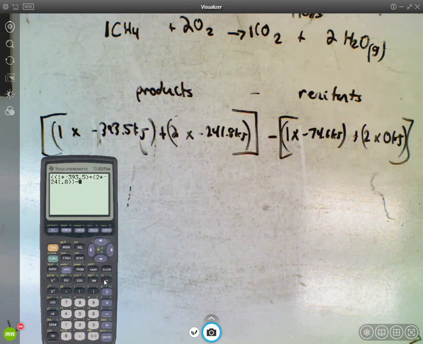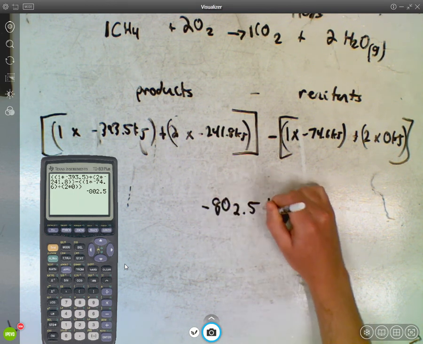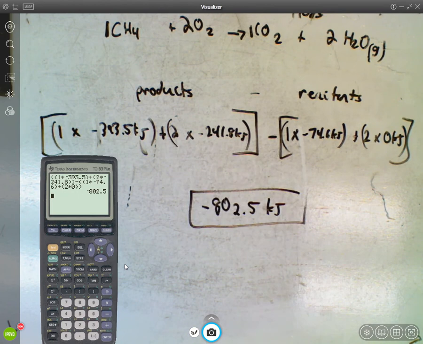And then I'm going to subtract my reactants. So I'll double bracket again, and I'll go 1 times negative 74.6. Close my bracket here. And then I'm going to add on, open a bracket, 2 times 0. And 2 times 0 is 0, so we won't put that in for the future, but I'll just put it in now, and you can see I double bracket around the end. Okay. If I plug that all in, then I get the right answer. So the energy given off in this combustion reaction is 802.5 kilojoules. And that's my answer.